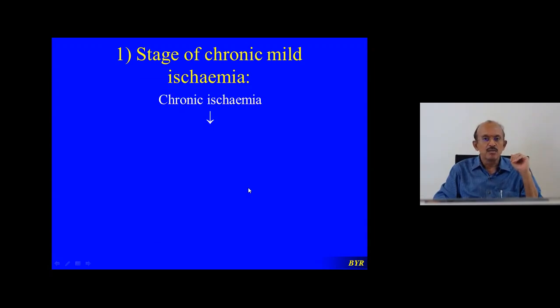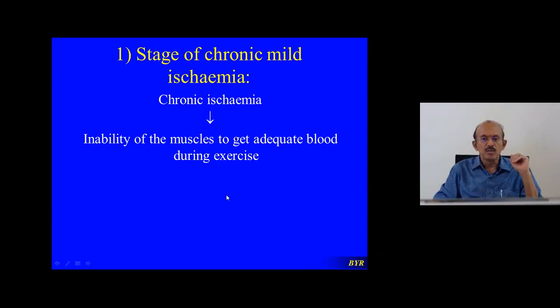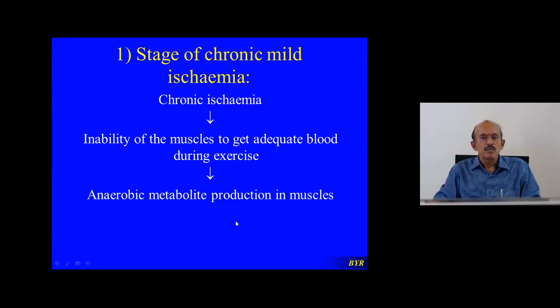Chronic ischemia is the inability of the muscles to get adequate blood during exercise. During exercise, the muscles cannot get a sufficient amount of blood, so they go into anaerobic metabolism. By that, anaerobic metabolites are produced in the muscles, and these anaerobic metabolites are toxic, that is, they produce a lot of pain in the muscles.